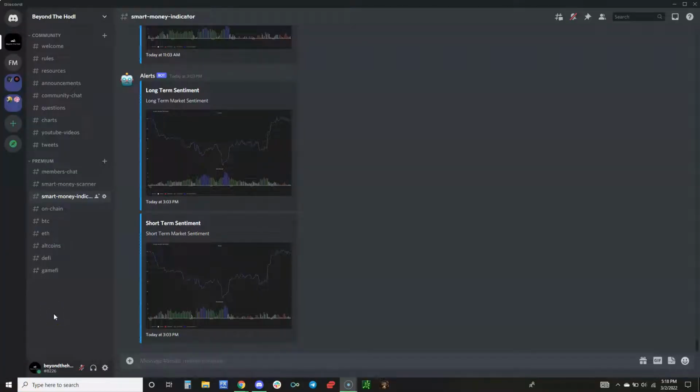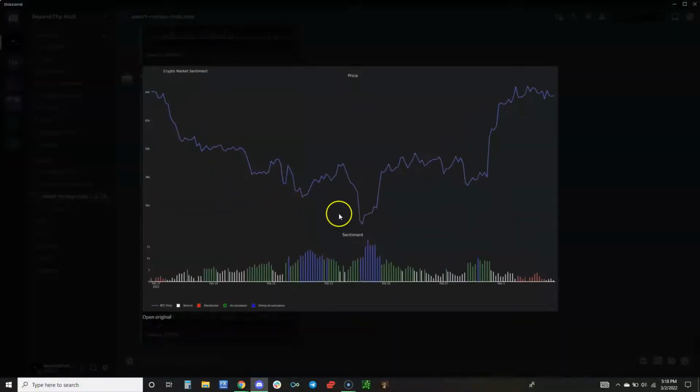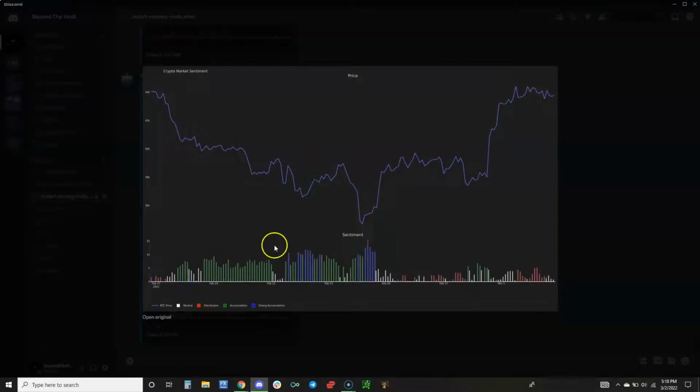Okay, guys, so getting started here with the SMI, we're going to take a look at both the long-term and the short-term SMI. The one thing I want to point out is that a couple days ago, so we're on the 2nd of March now, around the 27th and the 26th of February right here, you can see that the SMI turned slightly bearish. We were hitting the distribution, and when we hit that distribution, Bitcoin hit some resistance in price.